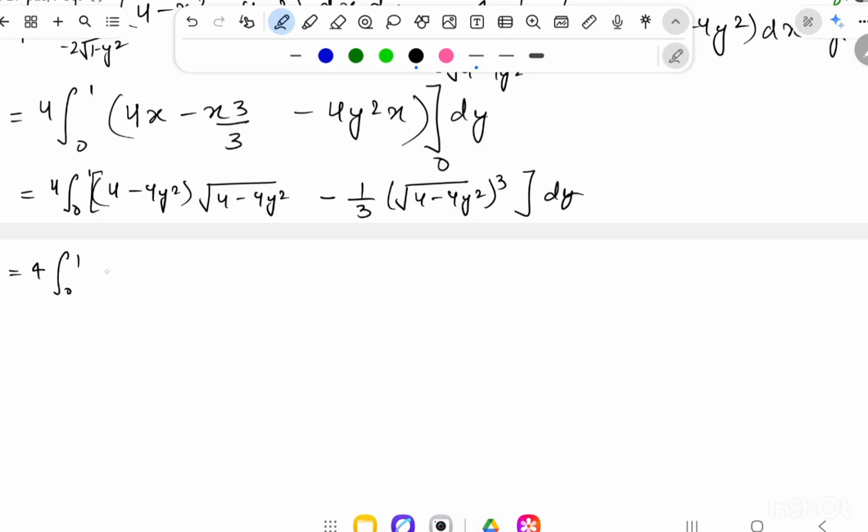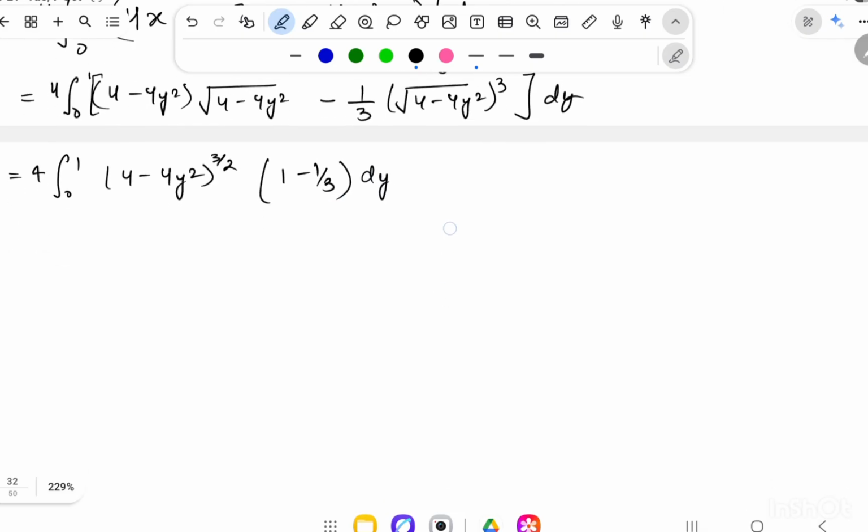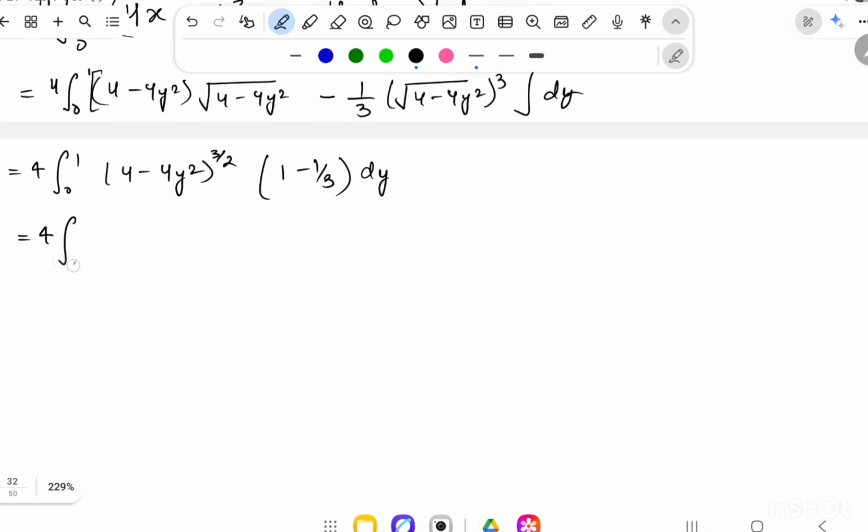It is (4 minus 4y square) raised to 3 by 2 times (1 minus 1 by 3) dy. So this thing is equal to 4 times the integration from 0 to 1 of (4 minus 4y square) to the power 3 by 2, and 1 minus 1 by 3 is basically 2 by 3. So it will be 8 by 3 outside, and we are integrating with respect to y.